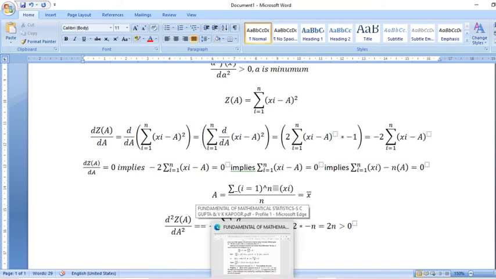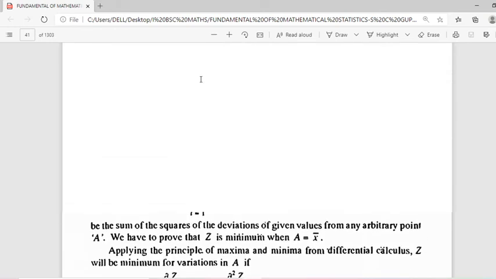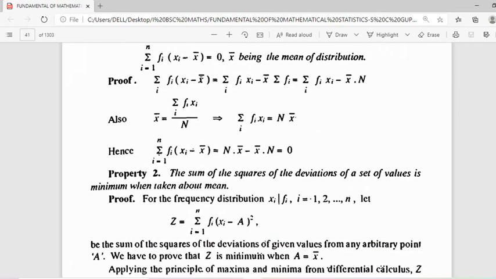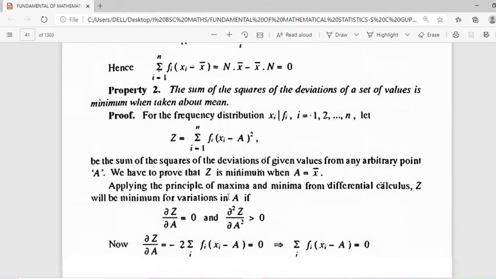What is z of a? Z of a is the sum of squares of deviations of the observations from the arithmetic mean. Similarly we can prove the result for frequency data. What is the step? The step is given here. You know that we can consider z as summation i from 1 to n of fi into xi minus a square.